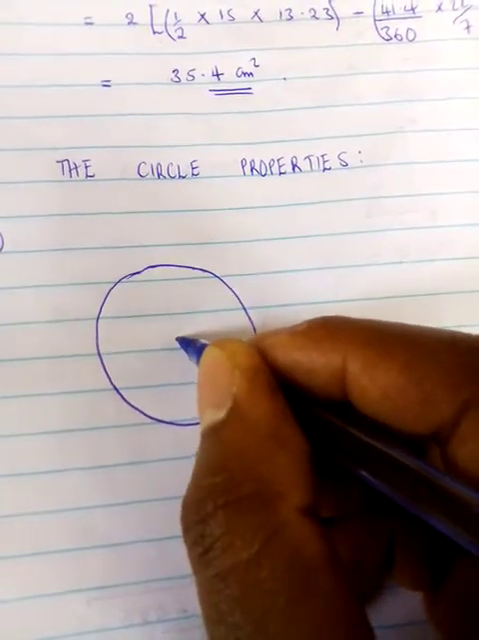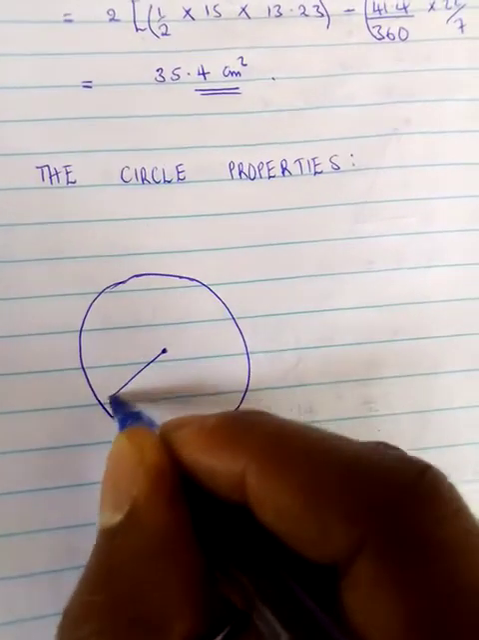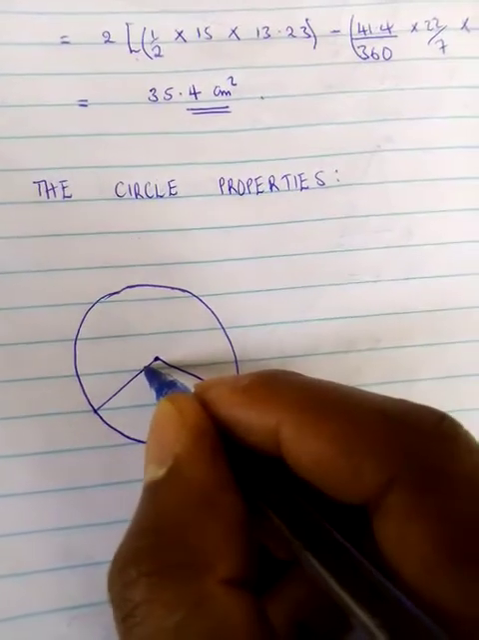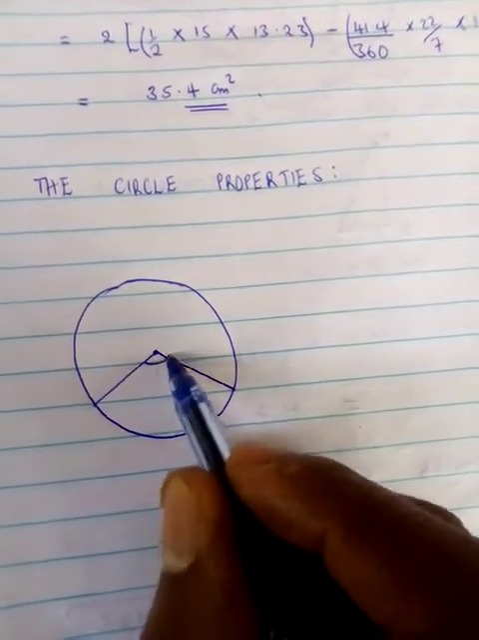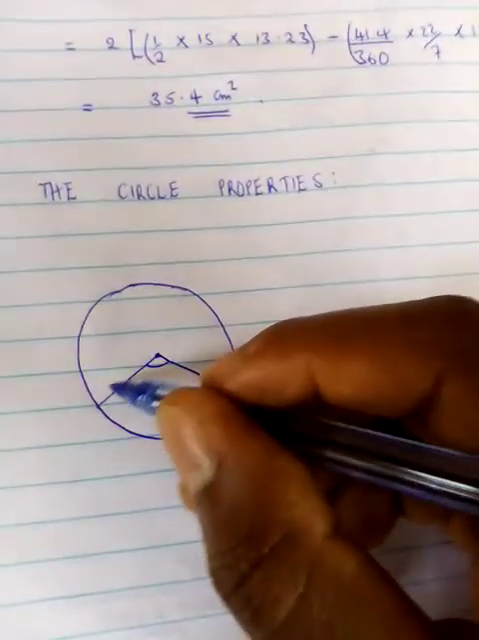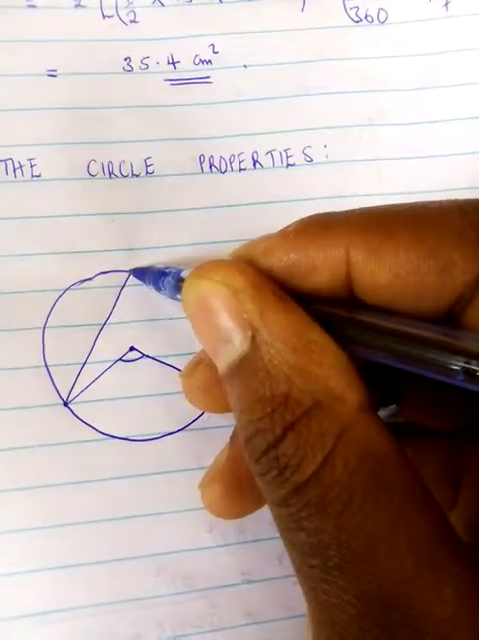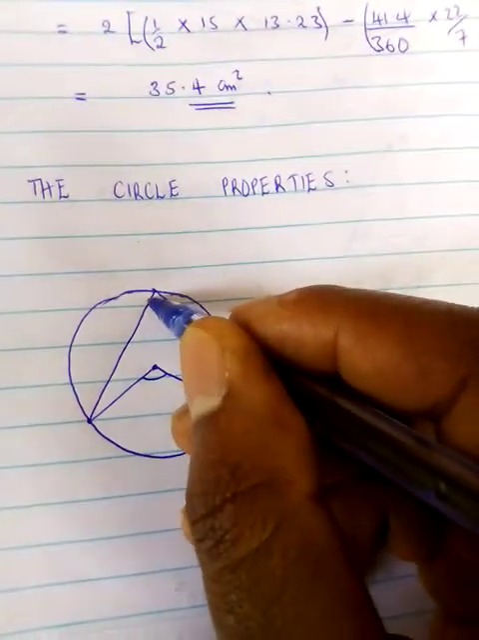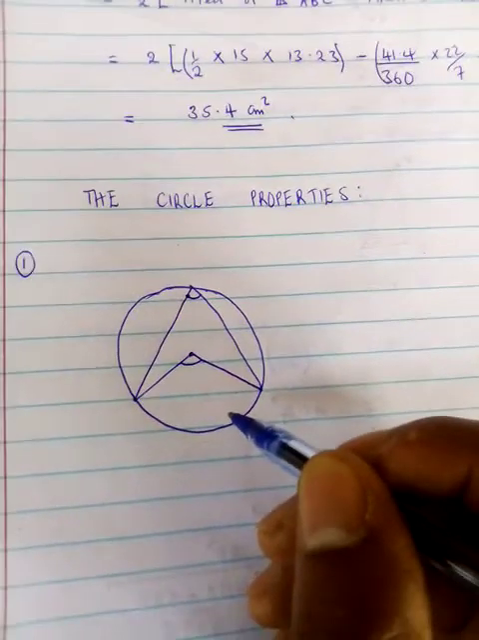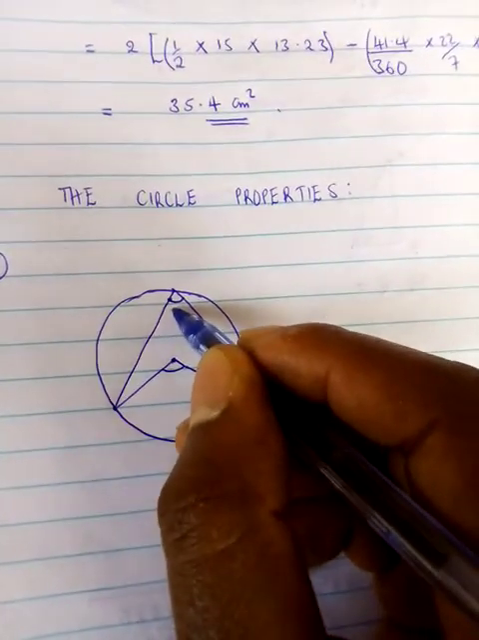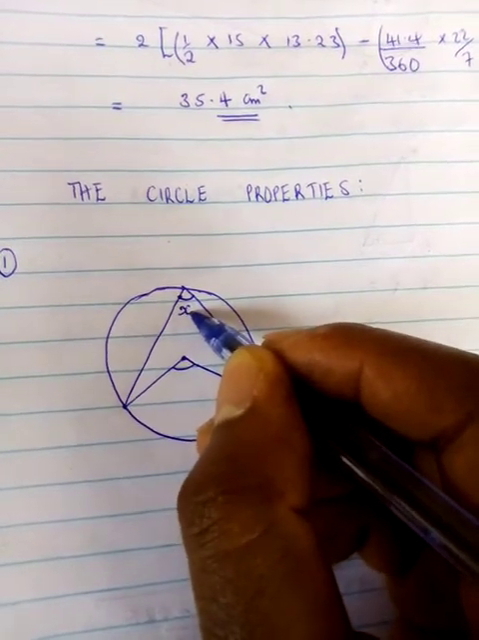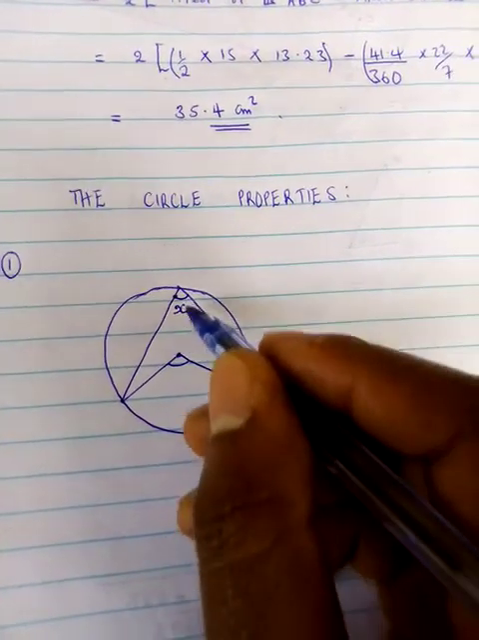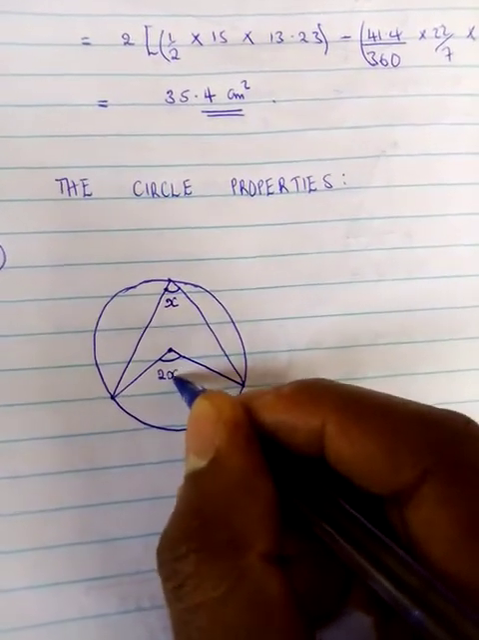In other words, if I have a circle, this is my center, and I have an arc subtending an angle. This is the angle subtended at the center. Then if I extend here and here, this is now the angle subtended at the circumference. Our first property says the angle subtended at the circumference, if I call it x, then the angle subtended at the center is twice the angle subtended at the circumference.